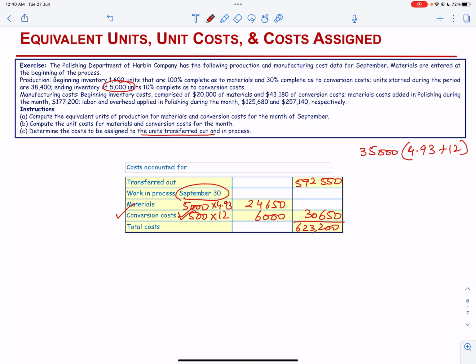Okay. So this completes the fourth video on process costing, where we learned how to prepare a production cost report and how to compute equivalent units, unit cost, and cost assigned.